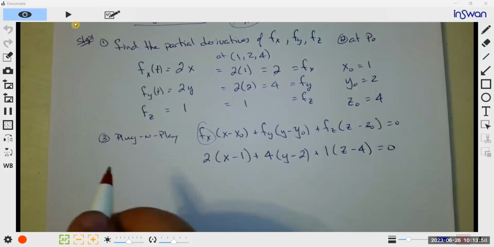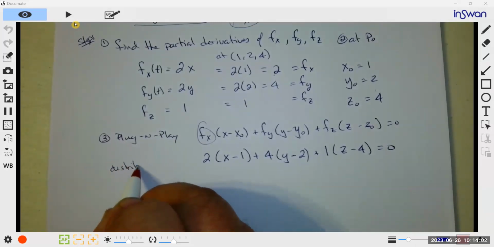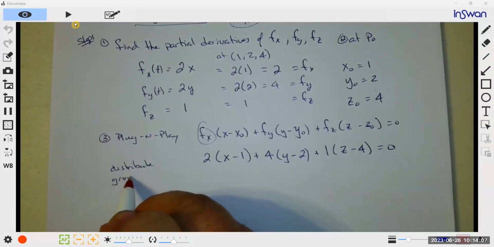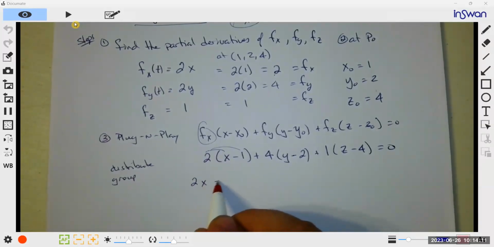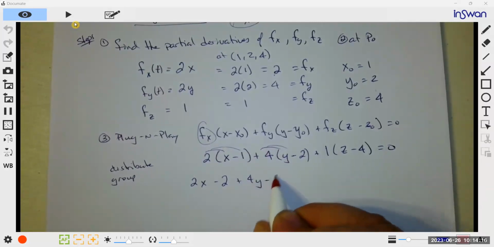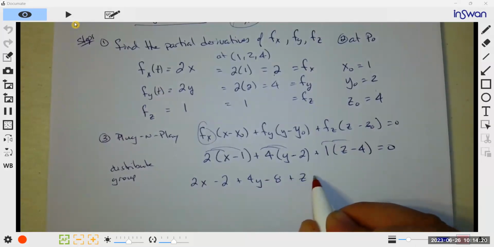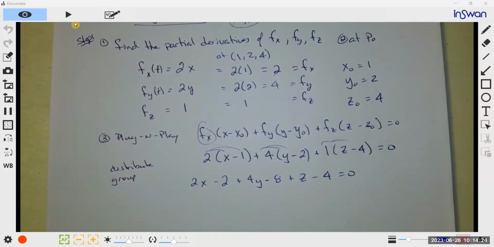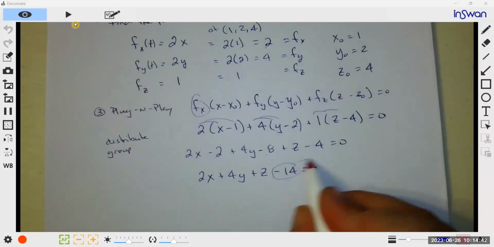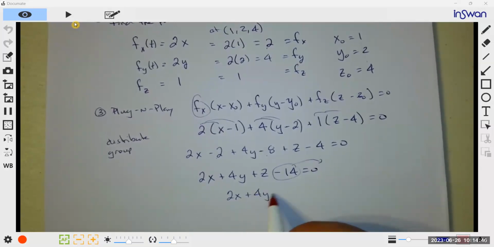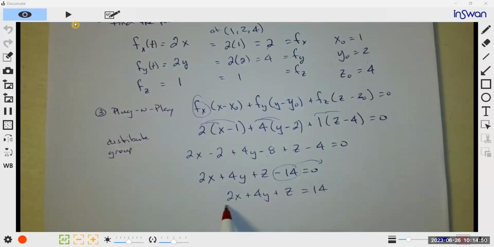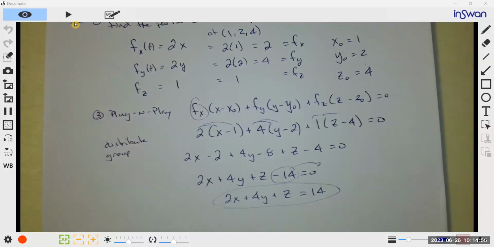All right, now what you do is distribute and group. So we have 2x minus 2 plus 4y minus 8 plus 1z minus 4 equals 0. So we have 2x plus 4y plus z, minus 14, equals 0. And so we have 2x plus 4y plus z equals 14. So that's the tangent plane to our surface.